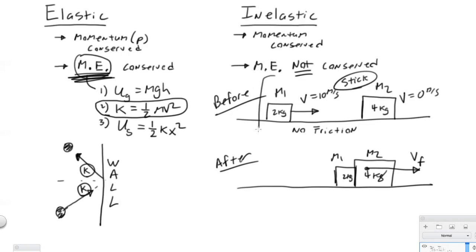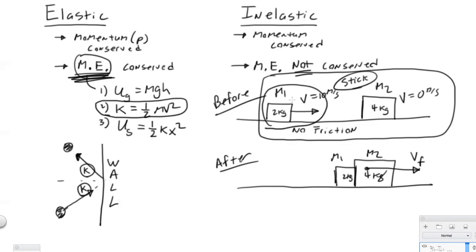So if we look at this situation before collision, do we have kinetic energy? Yes, we do. M1 has it. How much kinetic energy is there before collision? Well, you can do the equation: 1/2 mv squared. M is 2, velocity is 10. So what's that going to be? 1/2 times 2 times 10 squared is going to be 100. So before the collision, there's 100 joules of kinetic energy.